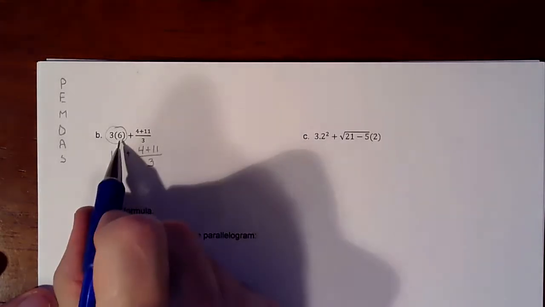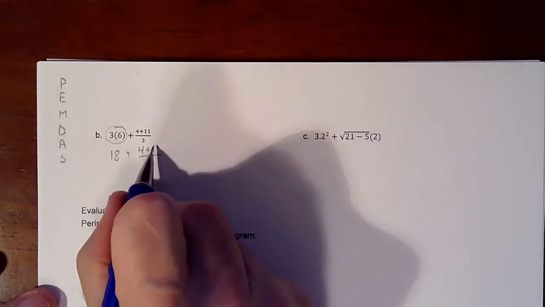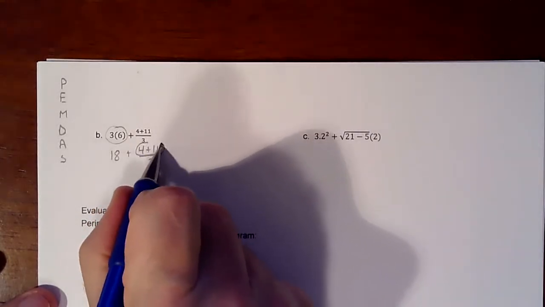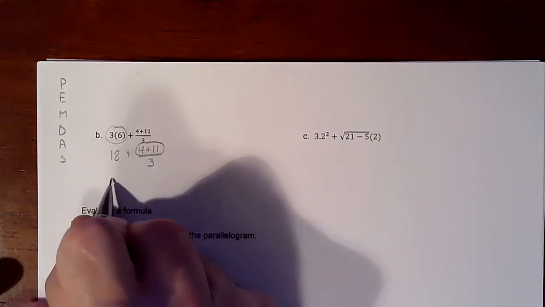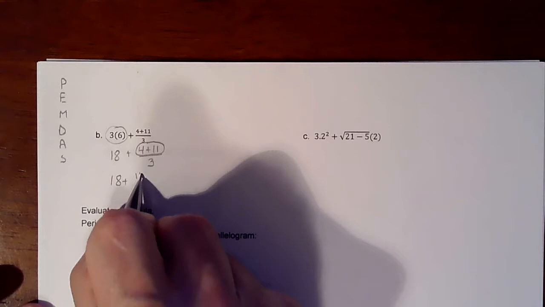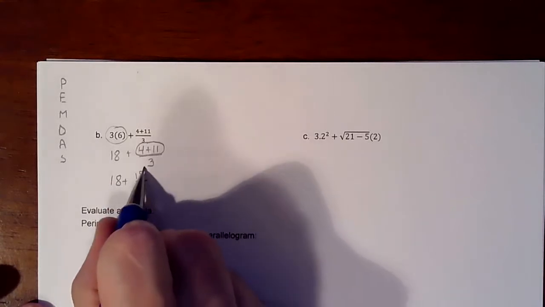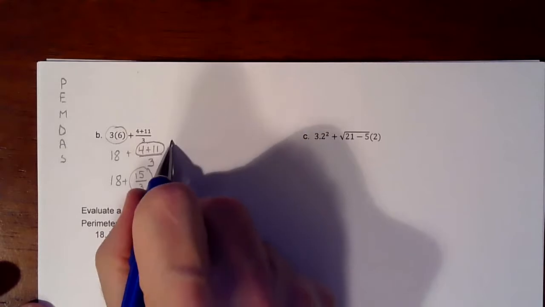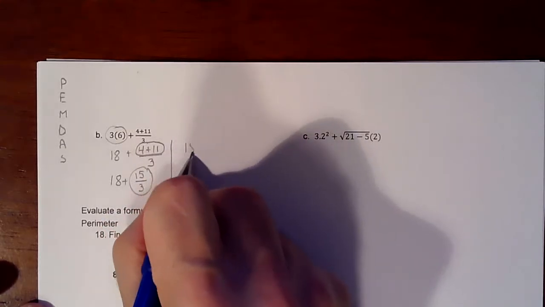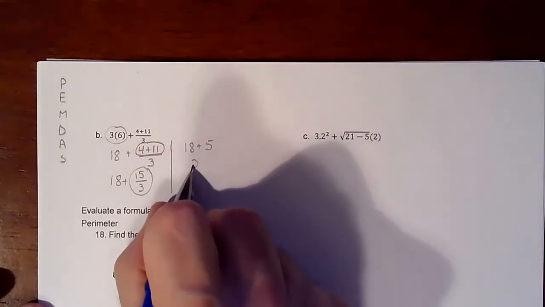All right, so we've taken care of that piece. Now we're dealing with the fraction here. This fraction does have something we need to take care of on the top. So we're going to do the 4 plus 11. So that's 18 plus 15 divided by 3. And then we'll take care of the division. 15 divided by 3 is 5. So you're looking at 18 plus 5, which adds up to 23.